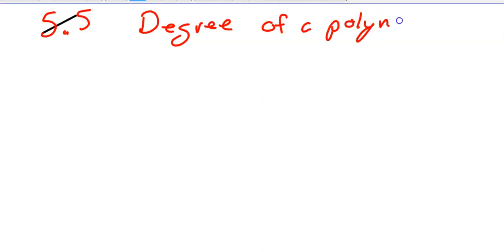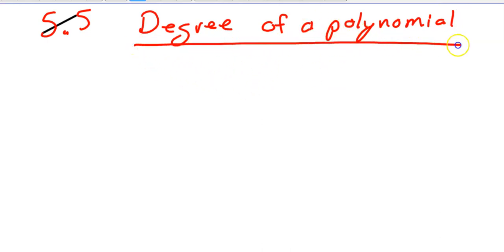Okay, section 5.5 has two things it's looking at. It's looking at the degree of a polynomial, and that's the very first thing that we'll do. And then the second part of 5.5 is they'll have you do adding and subtracting different parts of it. And degree of a polynomial basically is this. This is the power, or the highest power, we'll say it this way.